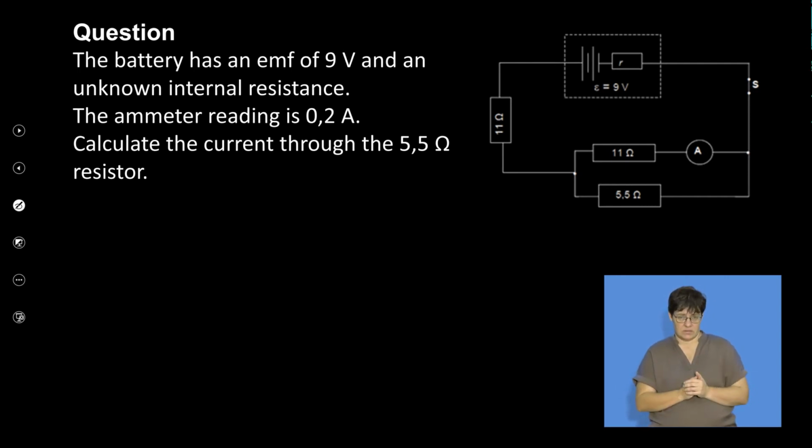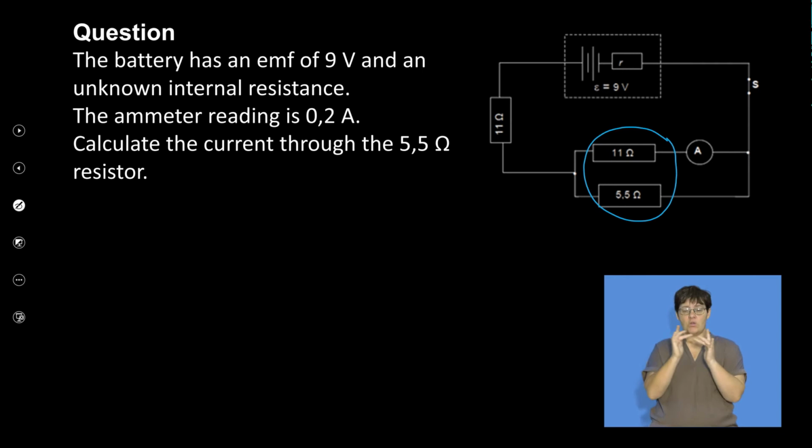So what do we have here? We know that these 2 resistors are connected in parallel to each other. So if we have the current that goes through the 11 ohm, we can also get the current that goes through the 5.5 ohm. But remember, the 11 is double 5.5. So whatever current goes through the 11 ohms is equal to half the current that goes through the 5.5 ohm. We can do this in many ways.